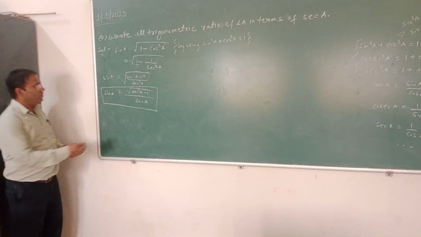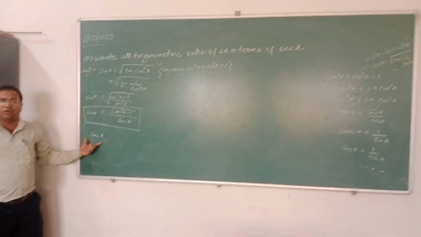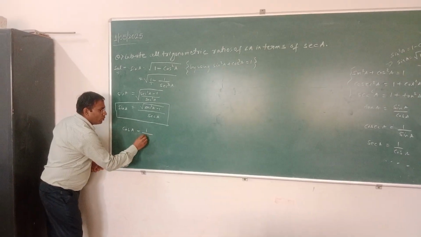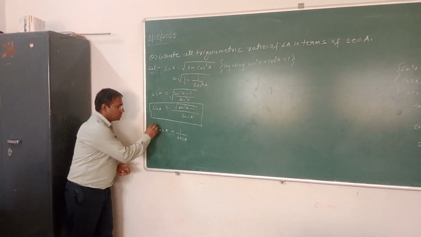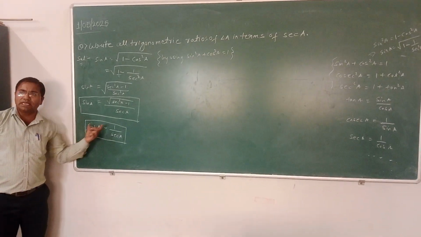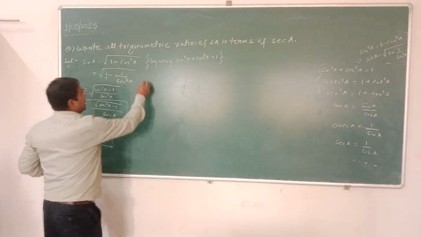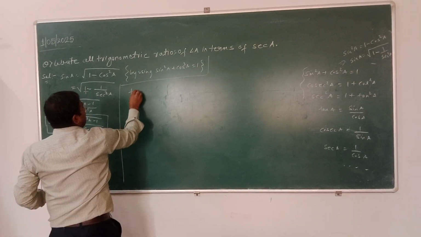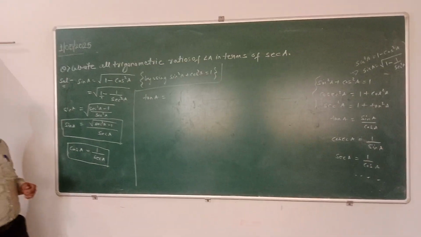You have written that. Now we will see about cos A. You know that the inverse of cos A is 1 upon sec A. So the second ratio, cos A, can be written as 1 upon sec A in terms of sec A. Now see the next one. Next one is tan A.